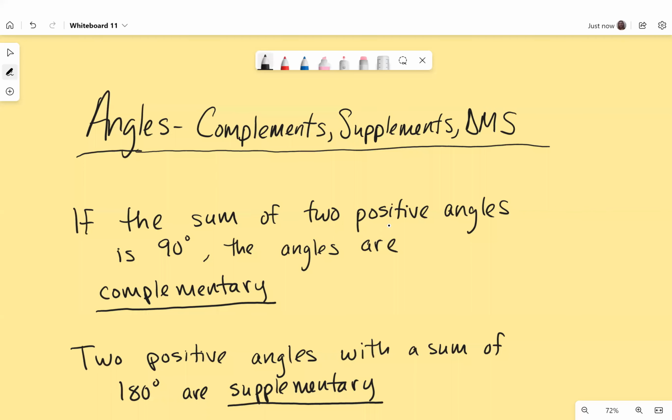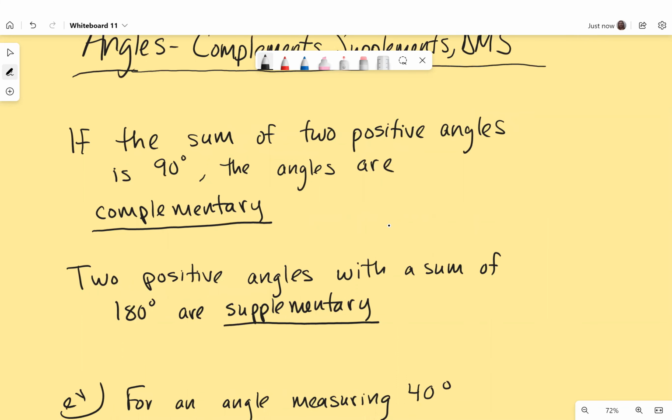In this video, we're going to keep talking about angles. We're going to talk about complements, supplements, and degrees, minutes, seconds. If the sum of two positive angles is 90 degrees, and remember, sum means that you're adding, so if you add together two angles and they equal 90 degrees, the angles are complementary. If you add together two positive angles and the sum is 180 degrees, we call those angles supplementary.